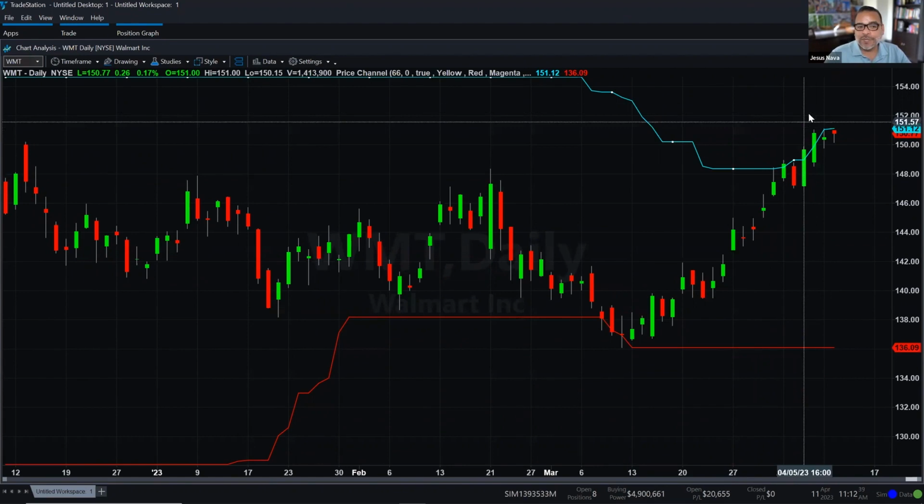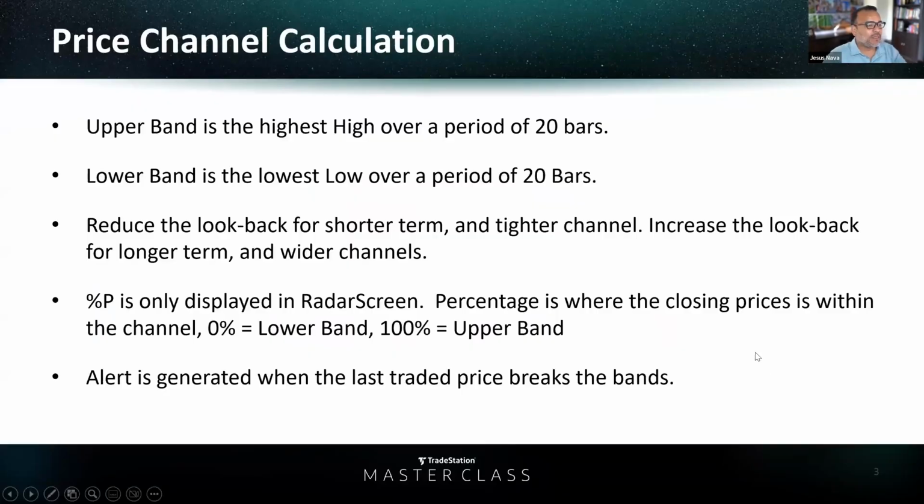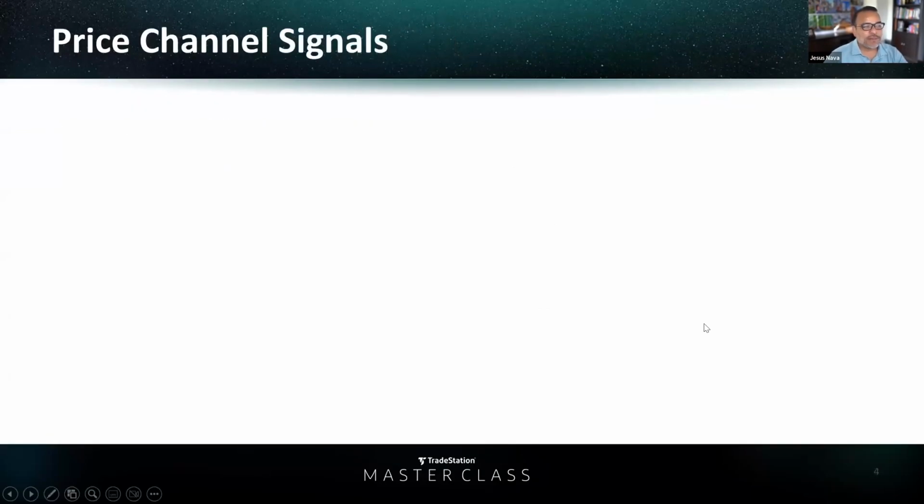And of course, the penetration on the upper band is considered a bullish signal, and the penetration on the bottom band is considered a bearish signal. Let me go back here to my PowerPoint, because I think we have a list of some of the signals that you can interpret from the price channel.